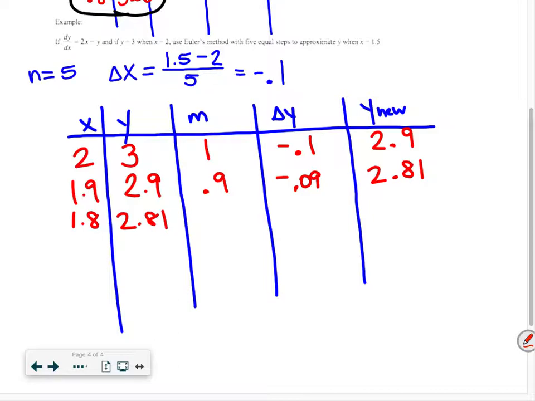What is our slope? So our 0.79 times negative 0.1 is our change in y. Add that to our old y, and we get 2.731.